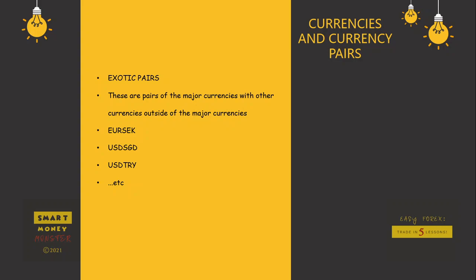Exotic pairs. Outside of the major currencies, of course, you have other currencies from other countries. So because of that, you can have any combination of these major currencies with those other currencies, right? You call them exotic pairs. So you have euro SEK. SEK is just Swedish krona. You have dollar Singapore dollar. You have dollar Turkish lira, and so on. You can have as many as possible.